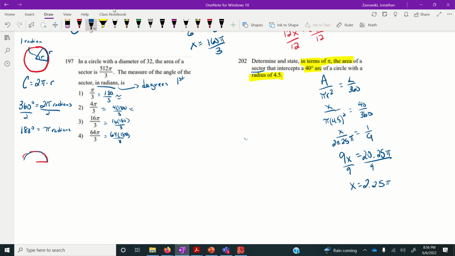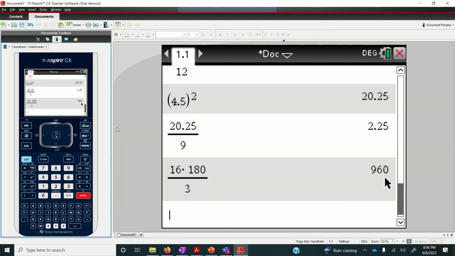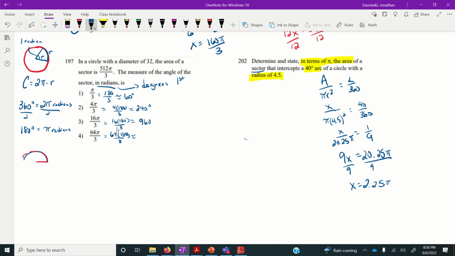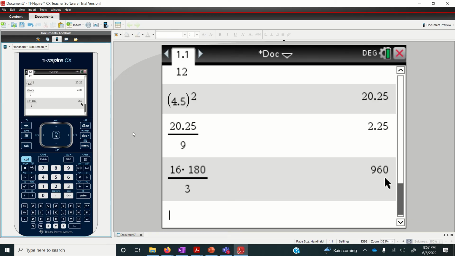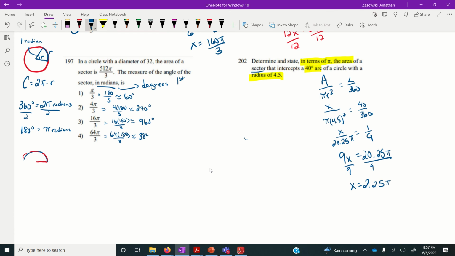So if we type these in, we're going to get what this is in degrees. Now 180 divided by 3 is just 60. So that's pi over 3 is equal to 60 degrees. 4 times 180 over 3 is 60 times 4, so that's 240 degrees. 16 times 180 divided by 3 is 960 degrees. And then 64 times 180 over 3 is 3,840 degrees.